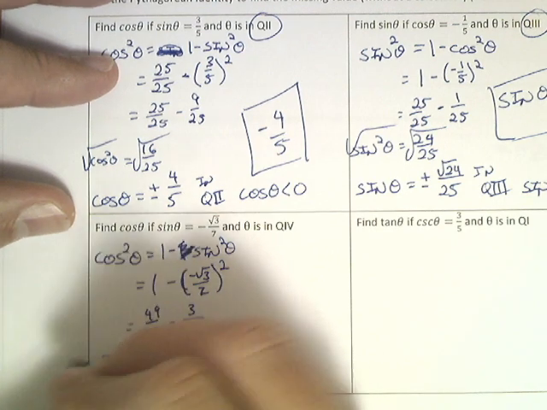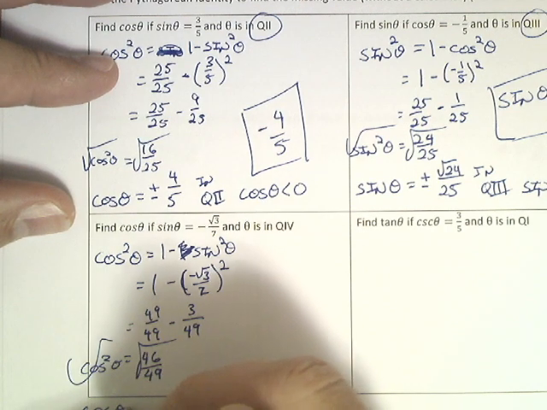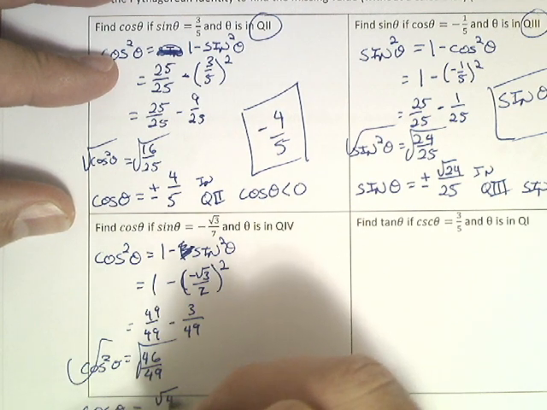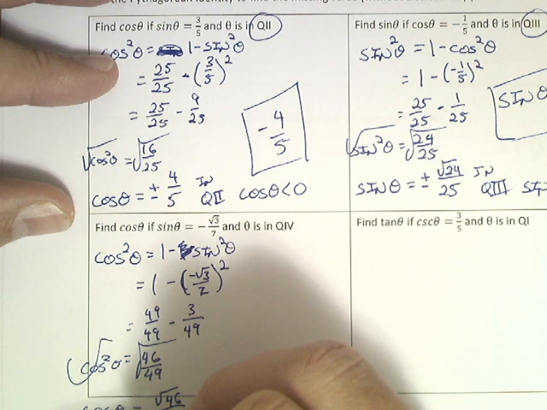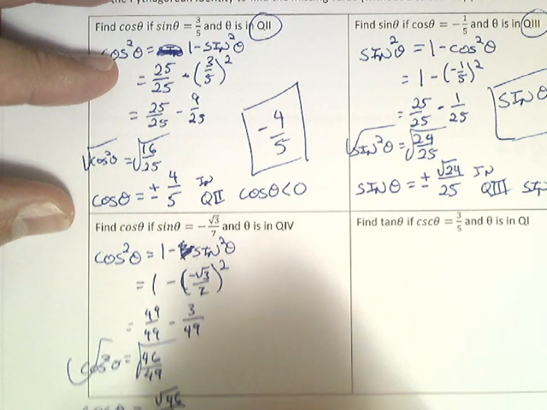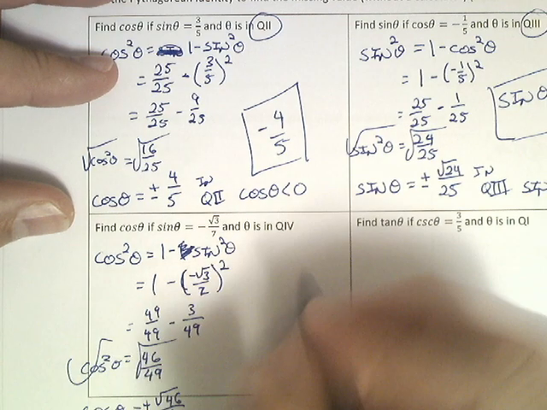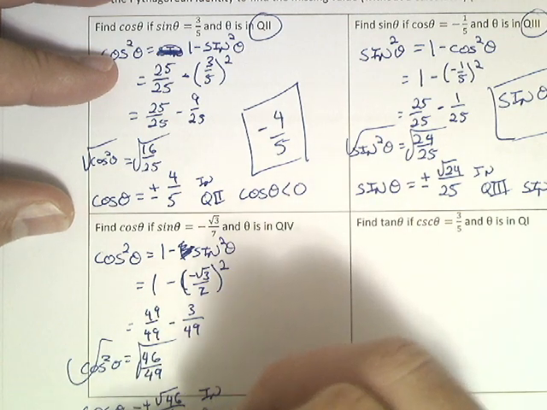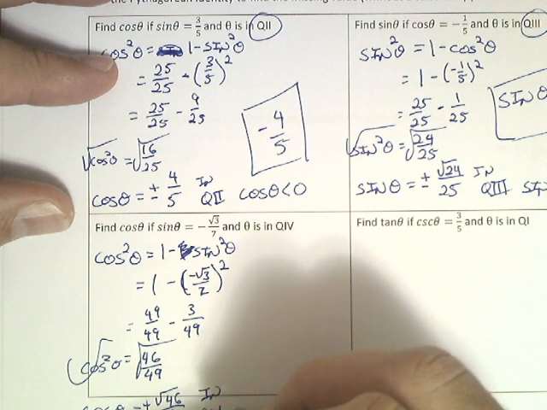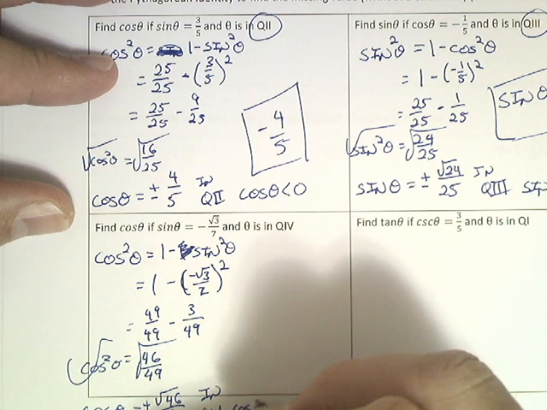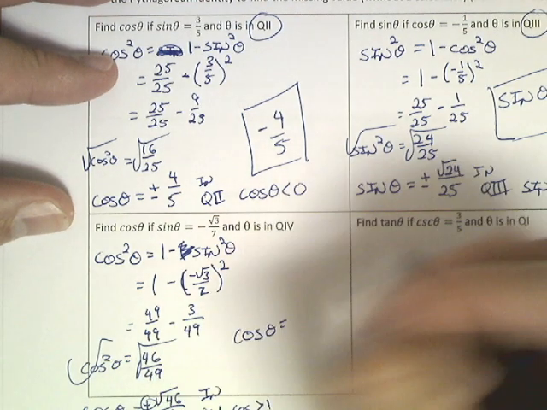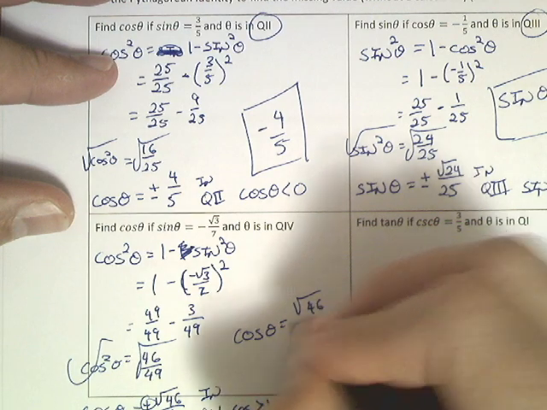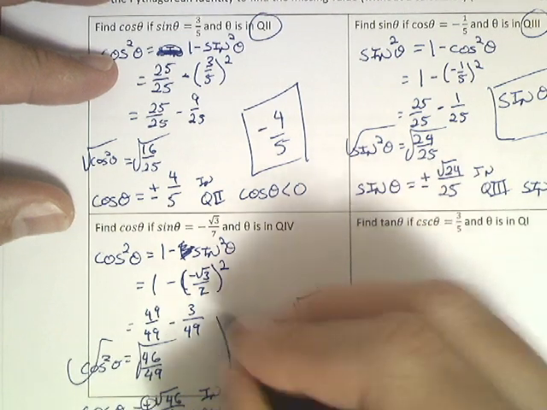So cosine, square root both sides. Cosine is equal to the square root of 46 over 7, plus or minus. We are in quadrant 4, and in quadrant 4, cosine is greater than 0. It's positive, so we'll use positive. So cosine of theta is equal to the square root of 46 over 7.